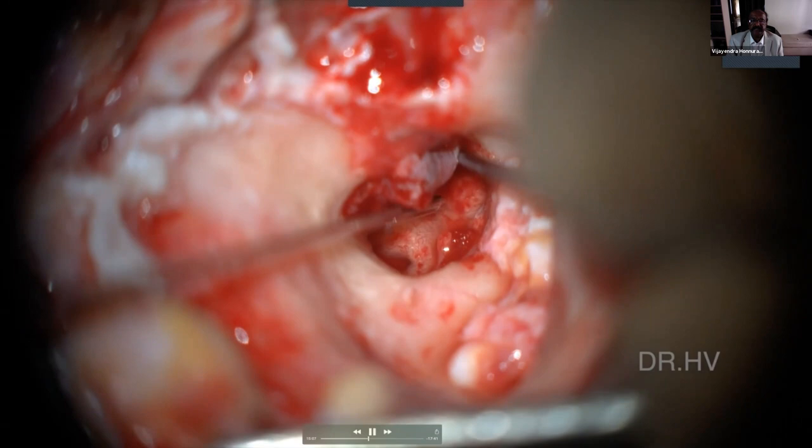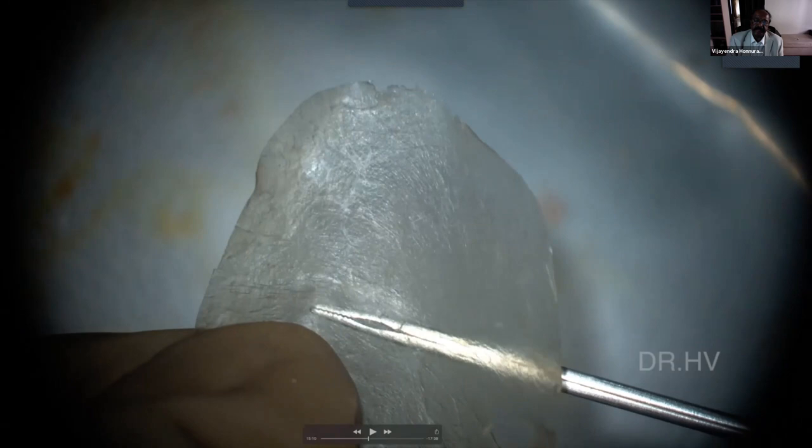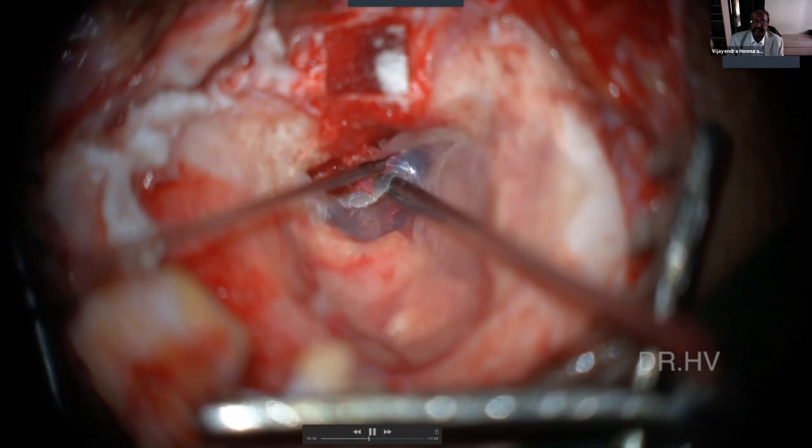And as I told, look at this. My graft will always be thin and transparent. This is also very, very important. If you take a nice thin graft, postoperatively the graft will be very thin and the vibration of the new graft will be good. And the hearing results will be better.